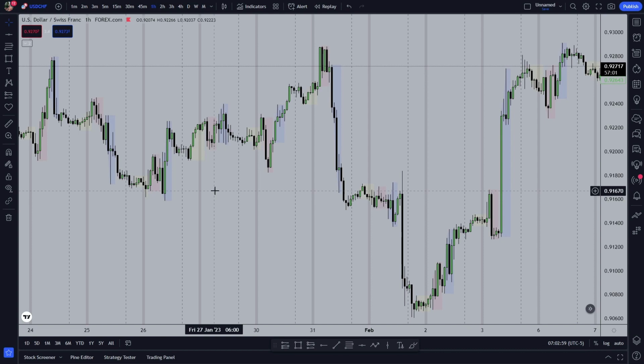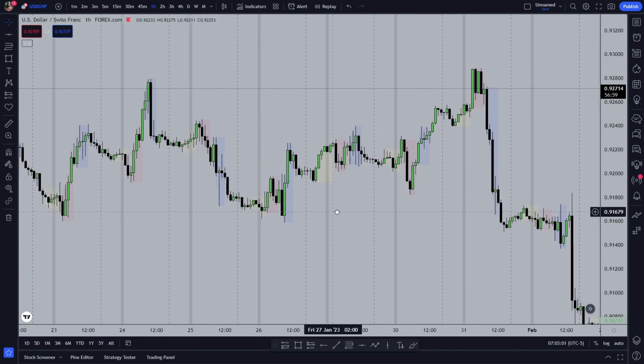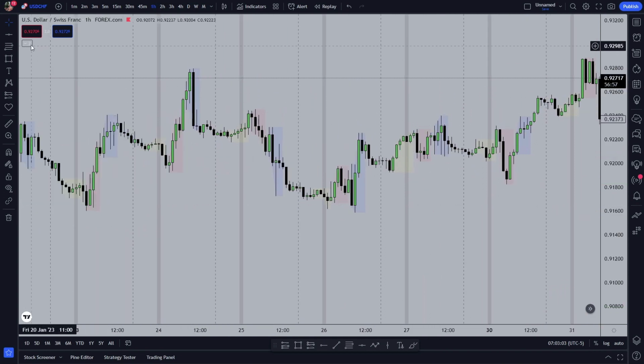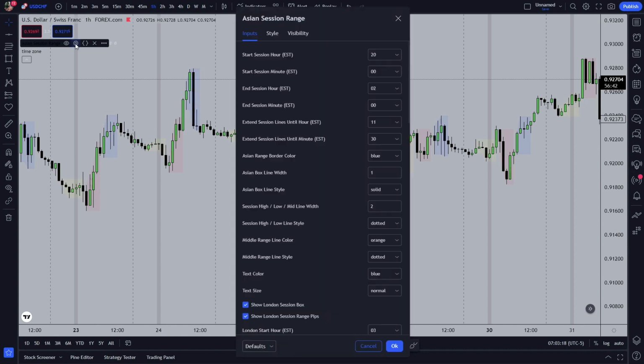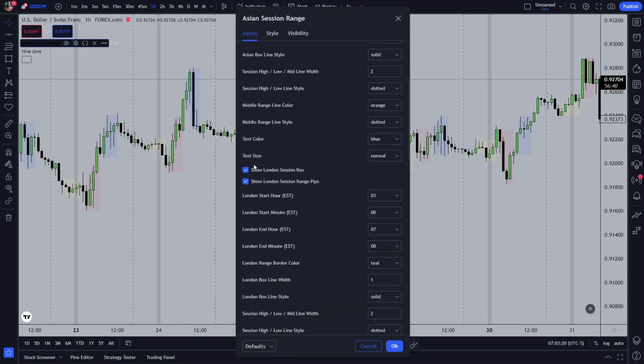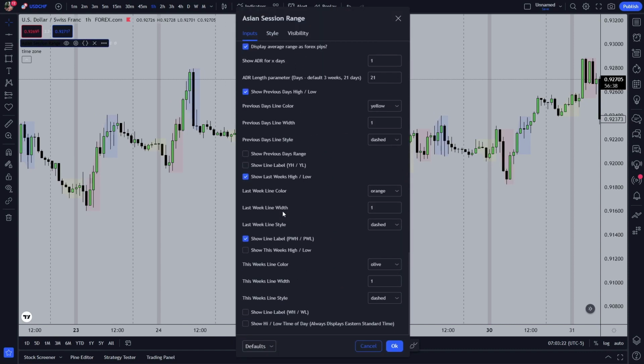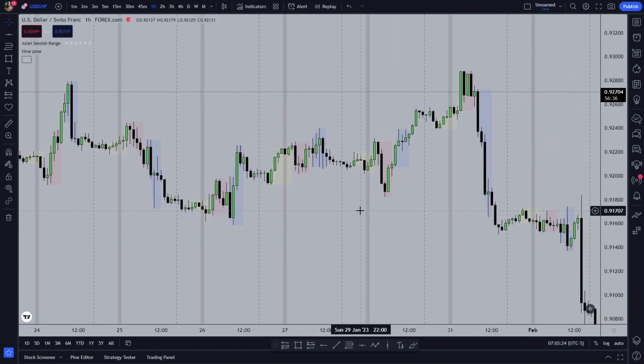So to find out what the session high and low is, you can use these indicators which I use. One is this time zone which helps me get this New York open, okay, and the second one is Asian session range, right? So you have to go to indicators and type Asian session range, okay, and then you have to do the settings and then you're ready to go, right? So now how it works.